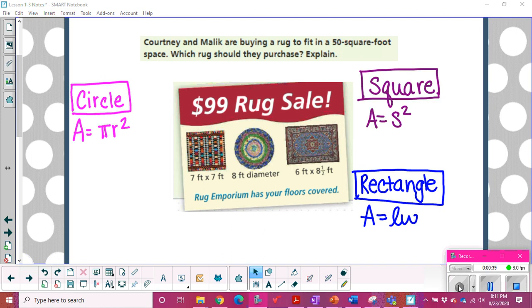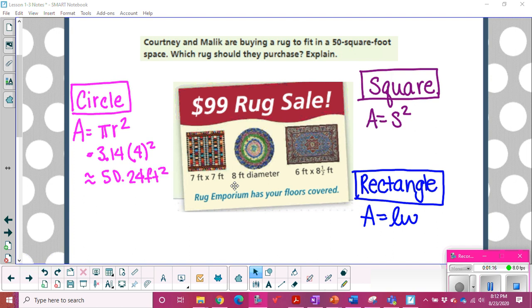Okay, so here are the three formulas for the area of a circle, square, and a rectangle. So let's look at the circle. Because we are trying to compare these different measurements, we do want to use 3.14 for pi. So I'm just going to fill in 3.14, and if I'm looking at the circle rug, this is an 8-foot diameter. I need the radius. The radius is half of the diameter, so the radius is 4 squared. And we know that 4 squared is 16. So if you multiply 3.14 times 16, you're going to get approximately 50.24 square feet.